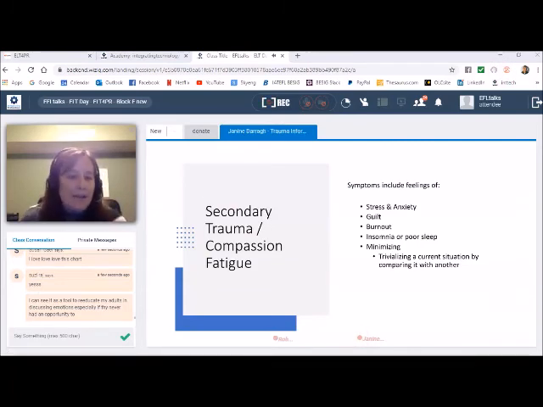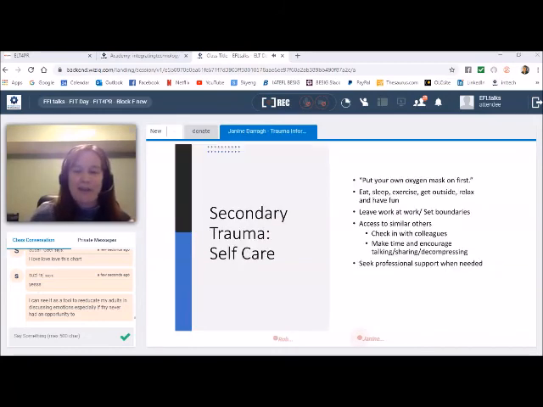Symptoms of having secondary trauma or compassion fatigue: feeling guilty, insomnia, burnout, this minimizing where maybe your friend wants to complain about a bad day and you want to compare, like, you think you had a bad day, you should hear what one of my students is going through. And none of these things are healthy for us as educators. So what can we do?